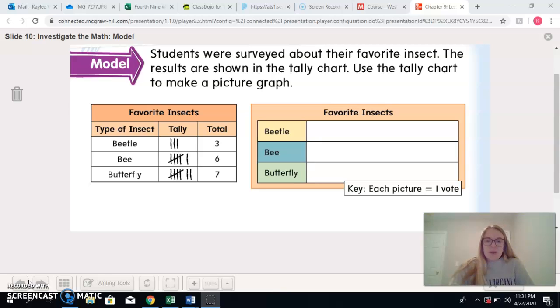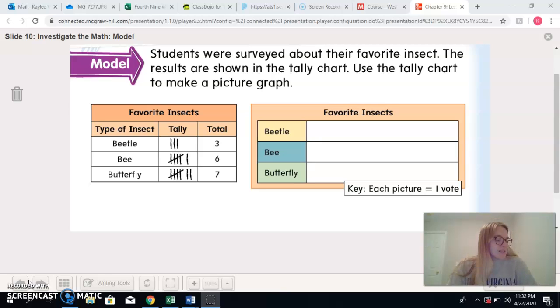We are going to be doing a little bit of math right now. So if you do not have out pages 535 and 536, you may want to pause this video to get out those pages in your math workbook. Again, that's page 535 and 536.